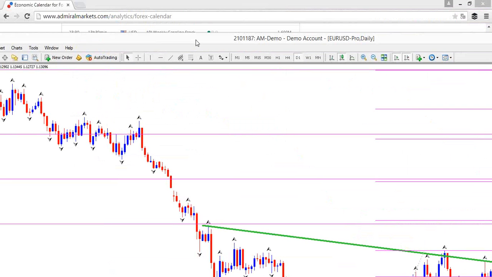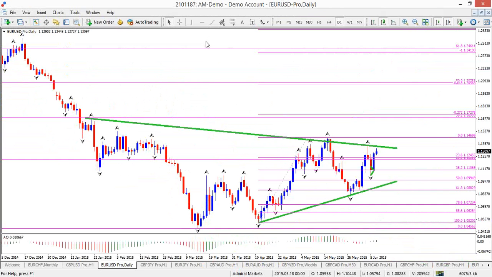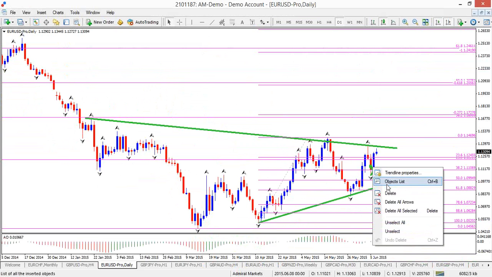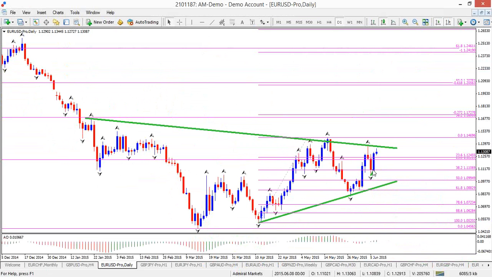Let's scoot over here to the charts and take a look, first of all, at the euro dollar. Alrighty, here you can see a couple of trend lines and a couple of fibs. Basically, these two trend lines indicating support and resistance, both of them green. The top one, of course, resistance, and the lower one, support.